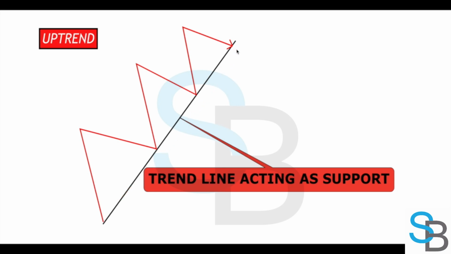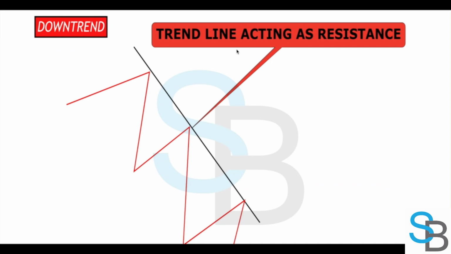Let's find how a trend line works in a downtrend. Now this is a downtrend. The black line over here is a trend line. Each time the price is tapping this trend line, it is retracing back. Here the trend line is acting as a resistance. It is not allowing the price to move further.